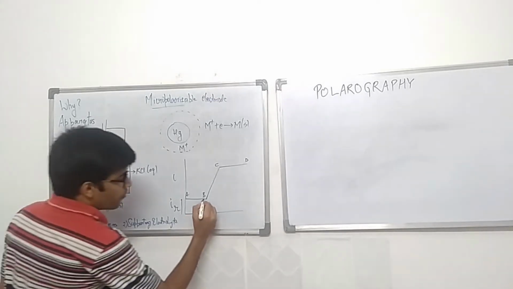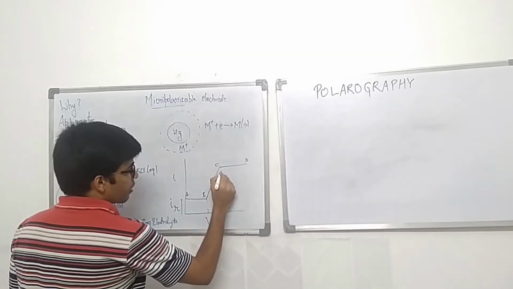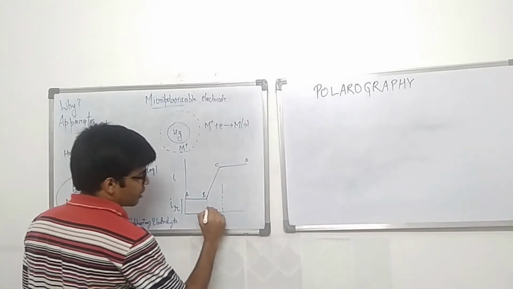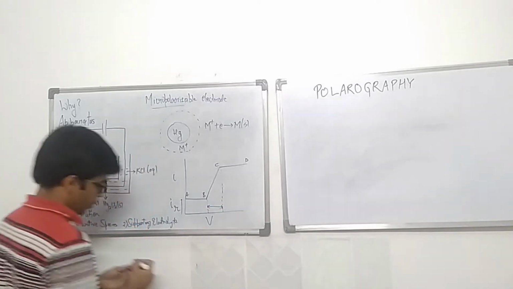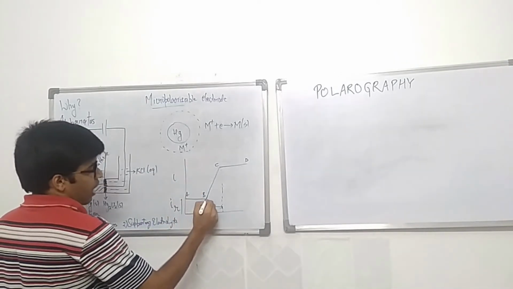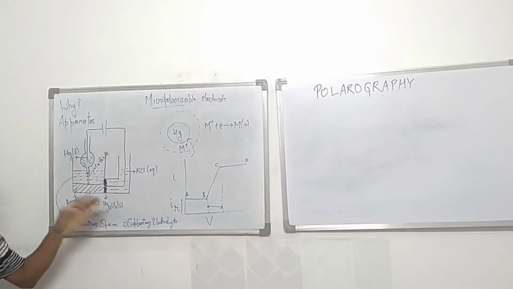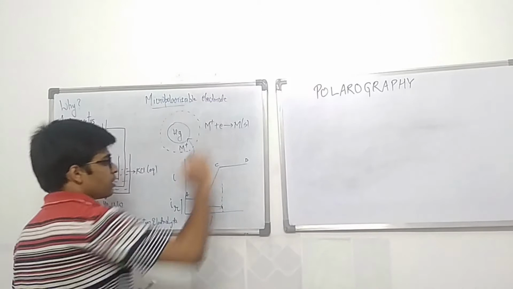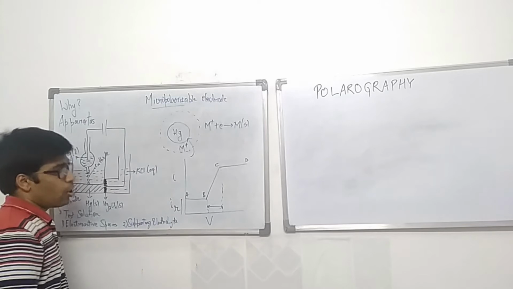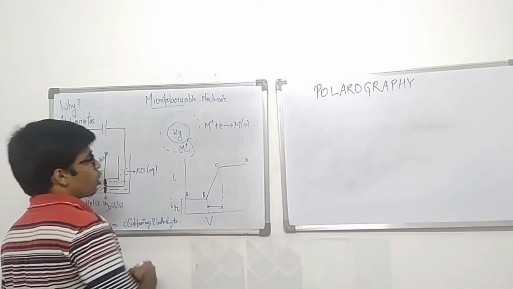Okay, so after reaching here, you see there is an increase in the potential, and there is an increase in the current, and after reaching here, there is no more increase in the current. So this is the range in which the current is varying. And why is this happening? As you increase the potential after this point, there is a deposition of the electroactive species on the mercury drop. As you go on increasing the potential, there is faster deposition of these ions on the surface of the mercury drop. In other words, you can say that there is faster deposition of mercury ions.